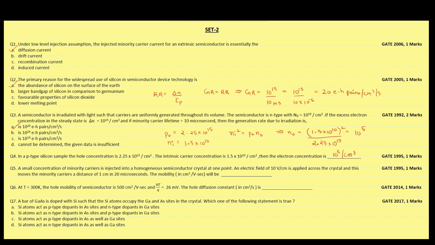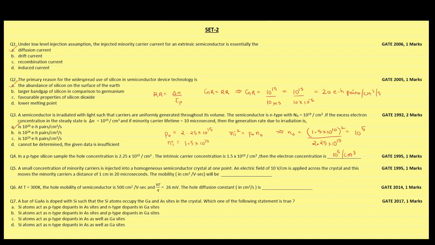We will see the seventh question first. It says a bar of gallium arsenide is doped with silicon such that the silicon atoms occupy the gallium and arsenic sites in the crystal. Which one of the following statements is true? Silicon atoms act as p-type dopants in arsenic sites and n-type dopants in gallium sites.